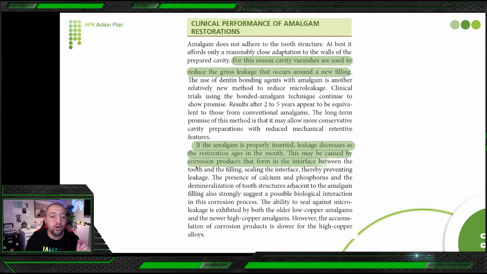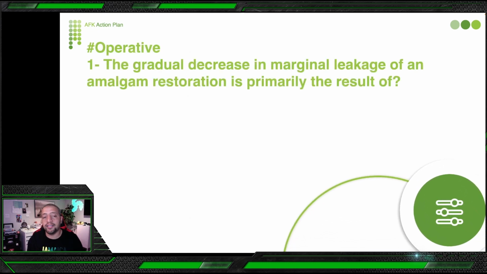This may be caused by corrosion products that form at the interface between the tooth and the filling, sealing the interface and thereby preventing leakage. So here we can confirm that when the corrosion product replaces the gamma 2, this will reduce the leakage. Why? Because it fills the gap between the restoration itself and the tooth. That's why with aging, the amalgam will last longer. This is not for the conventional amalgam, because conventional amalgam does not have copper, which acts as a scavenger to reduce this; we spoke about it.